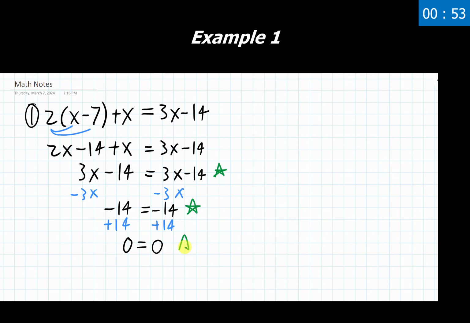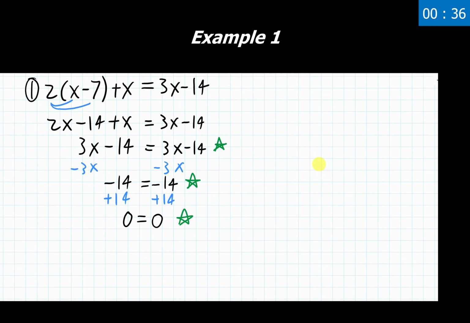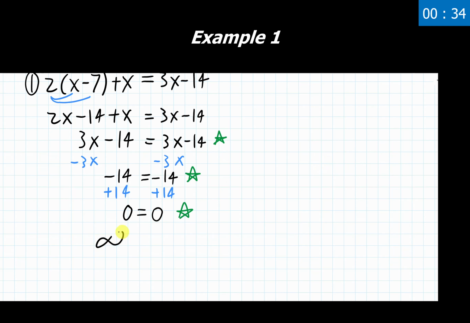And again, we've kind of reached bedrock with this problem. We can't do anything else when we have 0 equaling 0. This is, again, an instance where we have both sides of this equation equaling each other. Both sides are identical to one another. So that tells me that I'm going to have infinite solutions as my final answer.